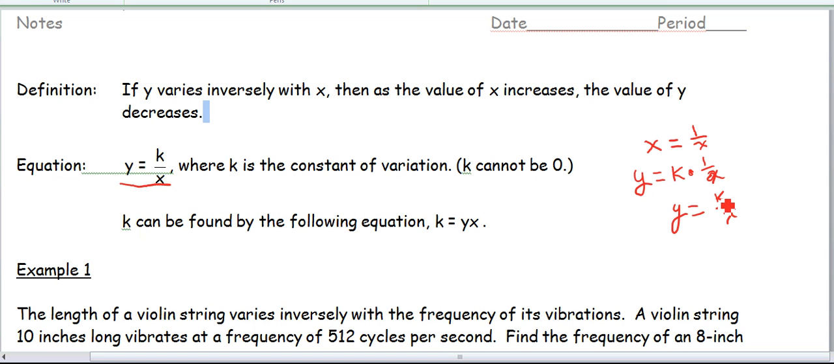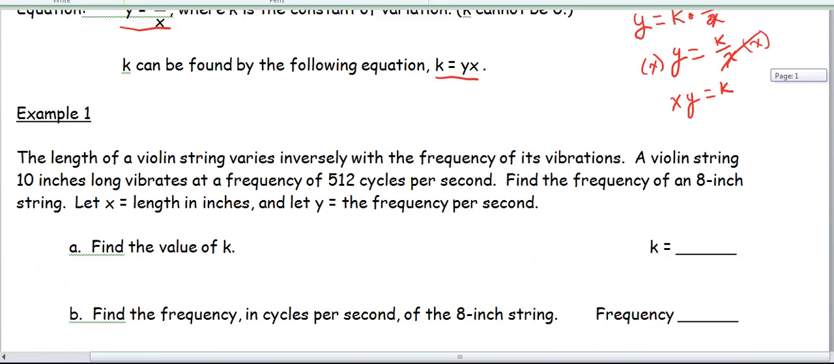K is usually a total amount, and the x and the y are actually multiplied times each other to find k, and that's where we see k can be found by this equation, k equals y times x. So if I wanted to get k by itself, I would multiply both sides by x. These would cancel out. This would be xy equals k, or k equals xy, or yx, doesn't matter. Alright, let's put it to practice.